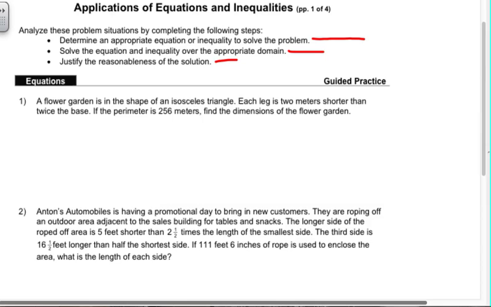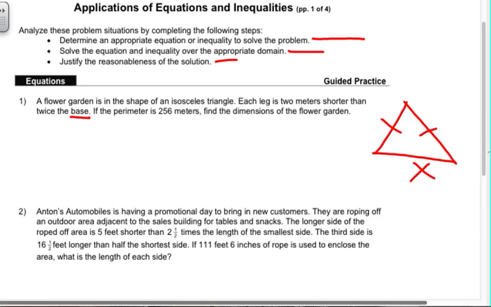It's a flower garden in the shape of an isosceles triangle. So the first thing I always like to do on these is to draw a picture. Doesn't have to be pretty, just a picture. Remember, in isosceles, these two are equal. Each leg is twice the base. All right. So we notice that everything is given to us here in terms of the base. So let's call the base x.